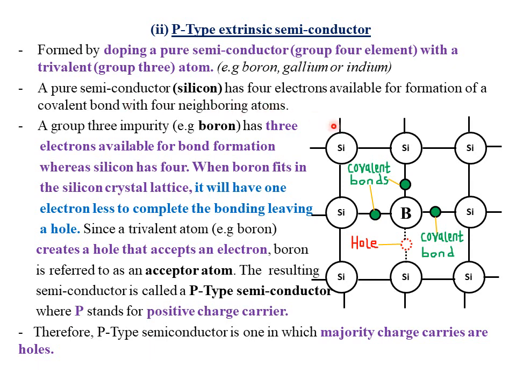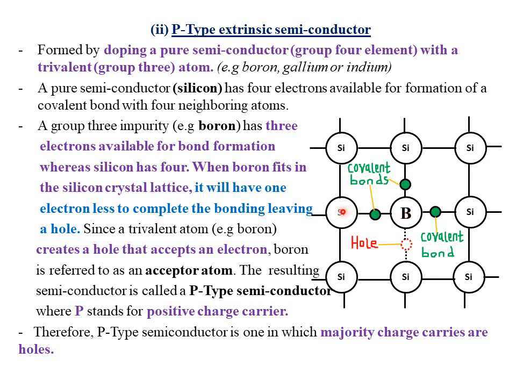For example, in this case, we are using boron and silicon. So, a group 3 impurity, or what we are calling a trivalent atom, for example, boron, has 3 electrons available for bond formation, whereas silicon has 4 valency electrons. So, when boron fits in the silicon crystal lattice, it will have 1 electron less to complete the bonding, leaving a hole.